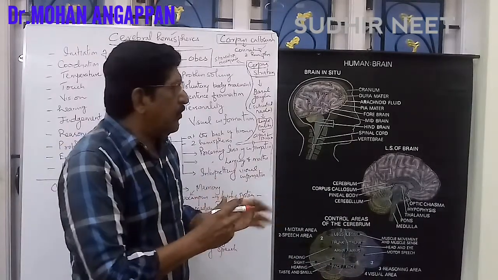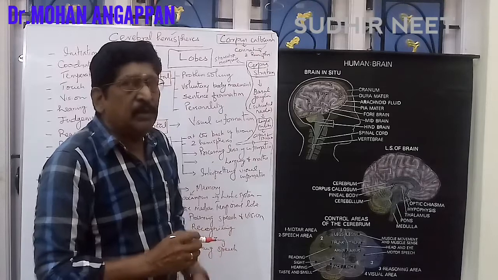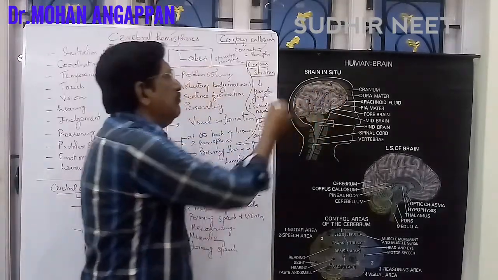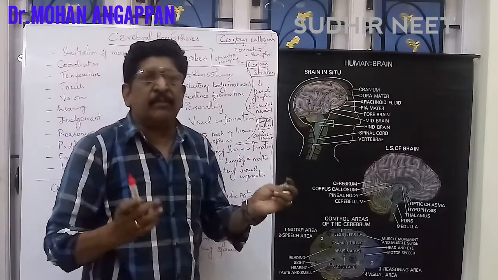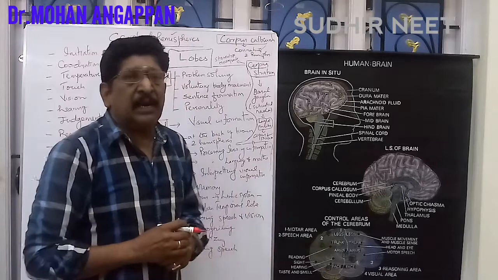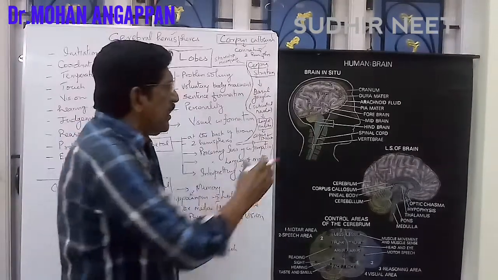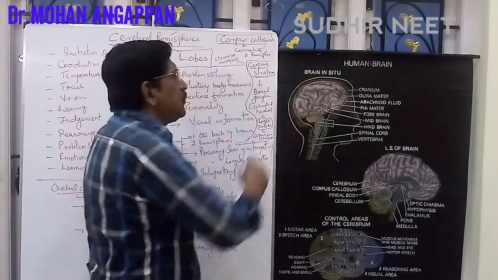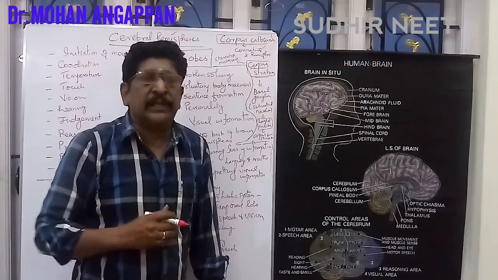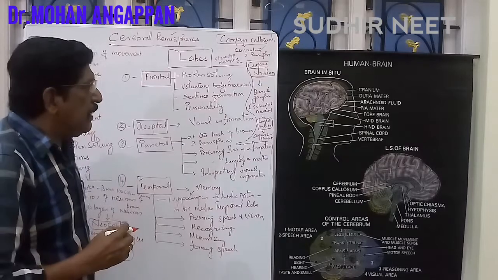So now we confine ourselves to this important part, the cerebrum. The cerebrum is made up of cerebral cortex, two parts of cerebral cortex. It has got ups and downs, called sulci and gyri. That depends upon the human beings.